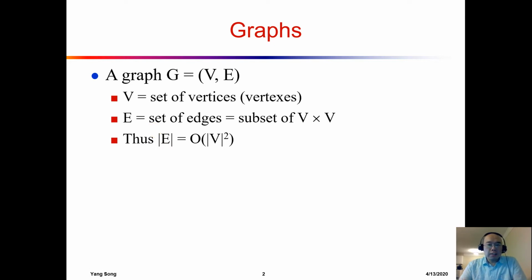And for the edges, given that many vertices, the most number of edges we can have should be the length of V squared, which means if we have V squared that many edges, then we have a full graph, because if we randomly pick two vertices they are connected. And this O means this is the upper bound, and of course, if the graph is not full, we are perfectly fine with it.